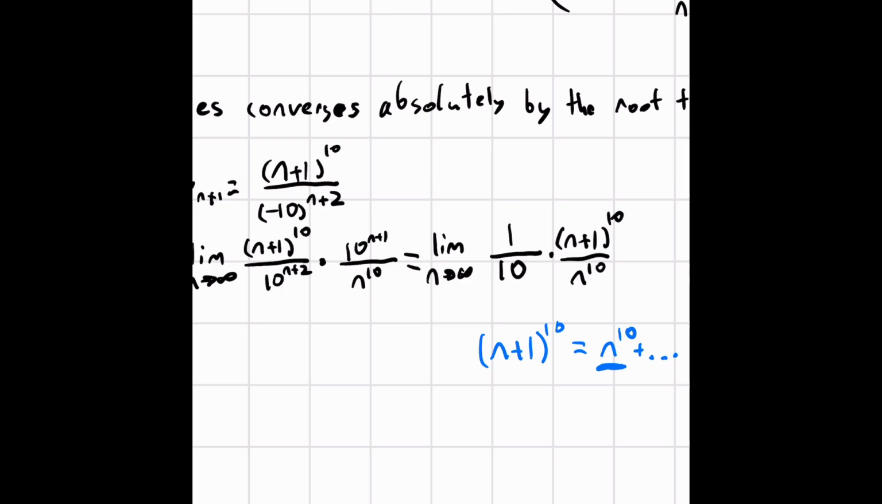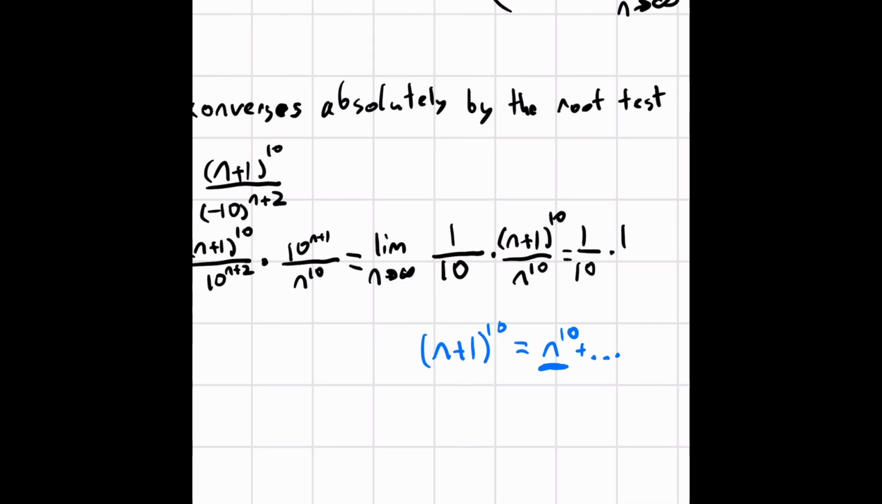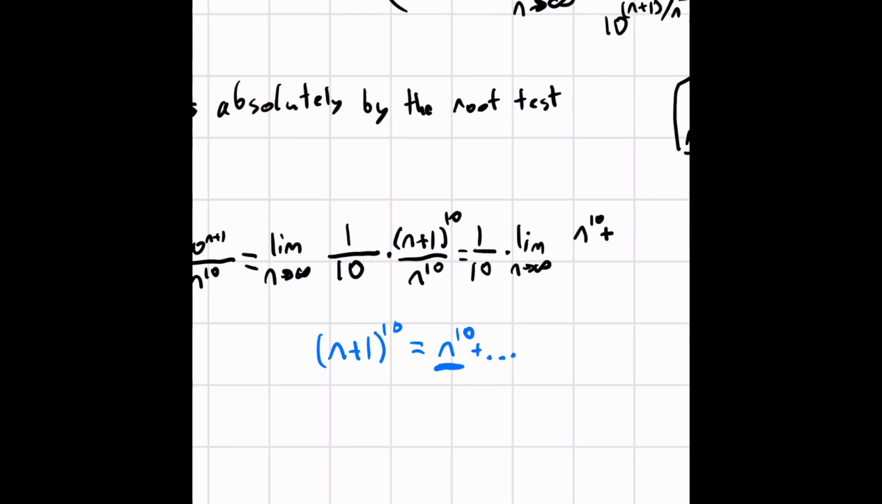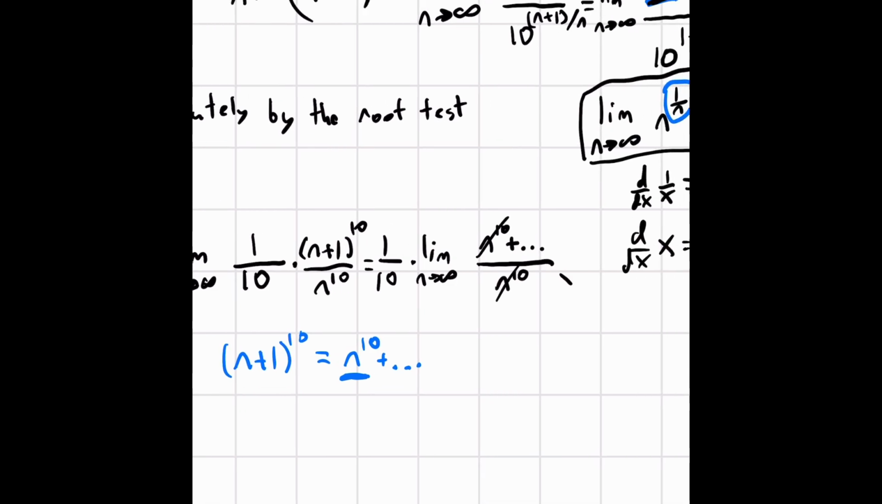And notice that this 1/10 can come out front of our limit. Limit as n goes to infinity of n to the 10th plus some lower powers of n, divided by n to the 10th. Again, the leading term really determines all the behavior here. And so, do L'Hopital's rule, if that's how you want to say it, what's going to happen? Well, these pieces are going to cancel, and this is just going to look like 1. So this is just going to go to 1/10. And so the question is, is this less than 1? Still, yes.